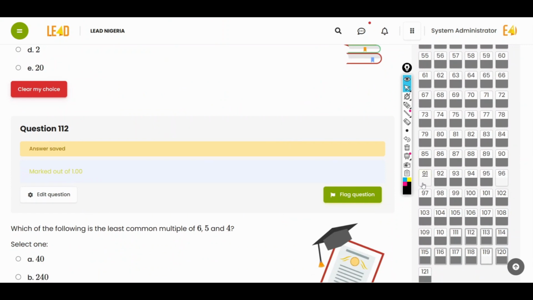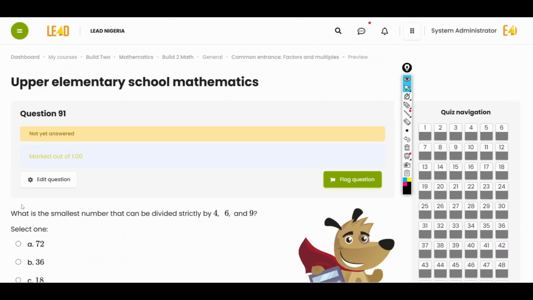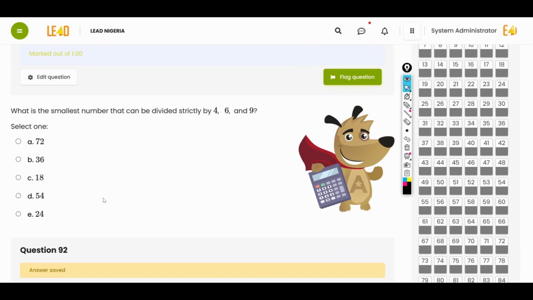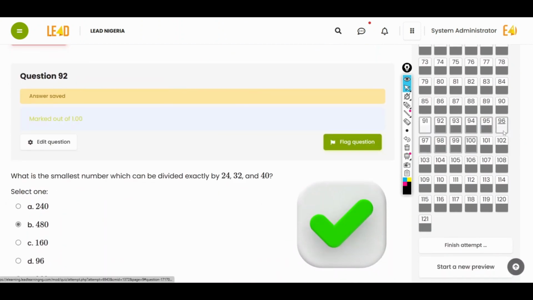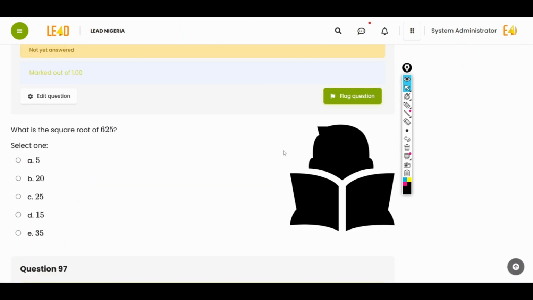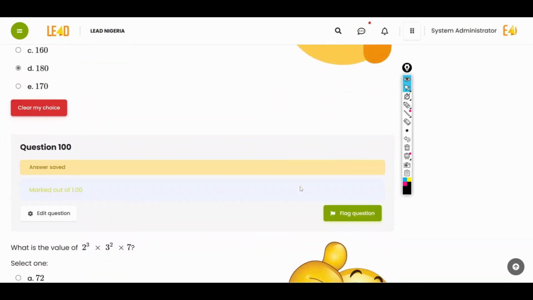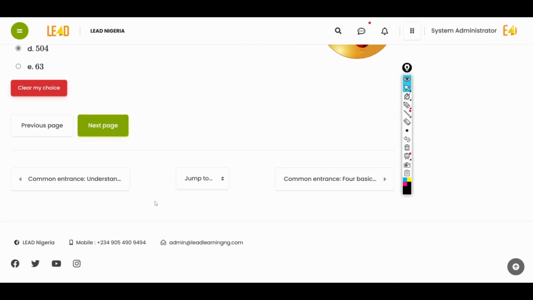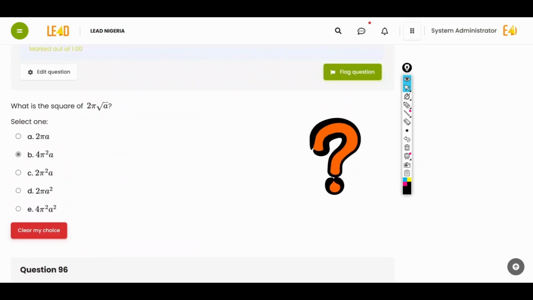Question 91. The smallest number that can be divided by 4, 6, and 9. Okay, we did this. The answer was 36. And then 96. What is the square root of that? We did this and it was 25. Okay, so I guess we can finish our attempts now.